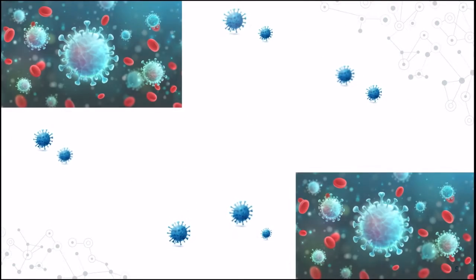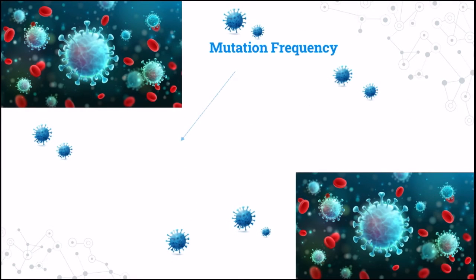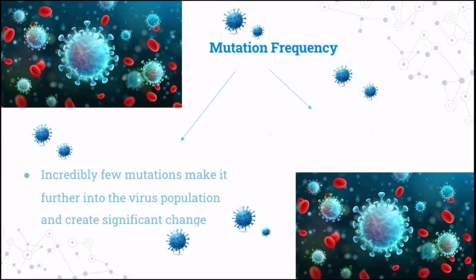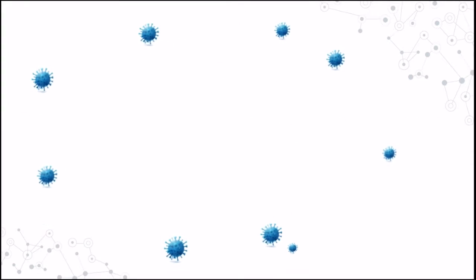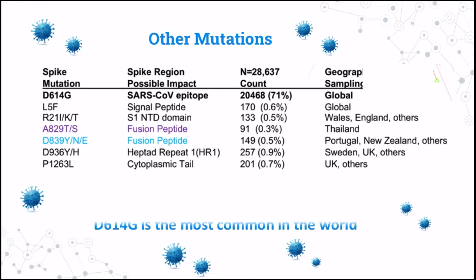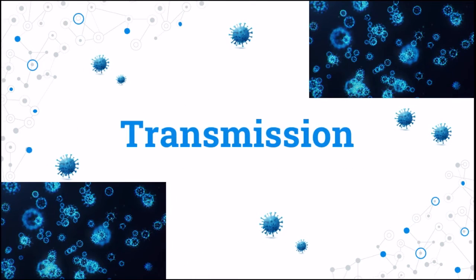For an RNA virus like COVID-19, mutations are incredibly common, which means that there are millions upon millions of mutations. However, very few of these mutations make it further into the virus population, as either they die out or they have no effect on how the virus functions. Here's a table listing some of the different spike mutations, but you can see that the D614G mutation is by far the most common, and that is why it has been focused on, as the others have very little impact on their regions. Let's talk about transmission.